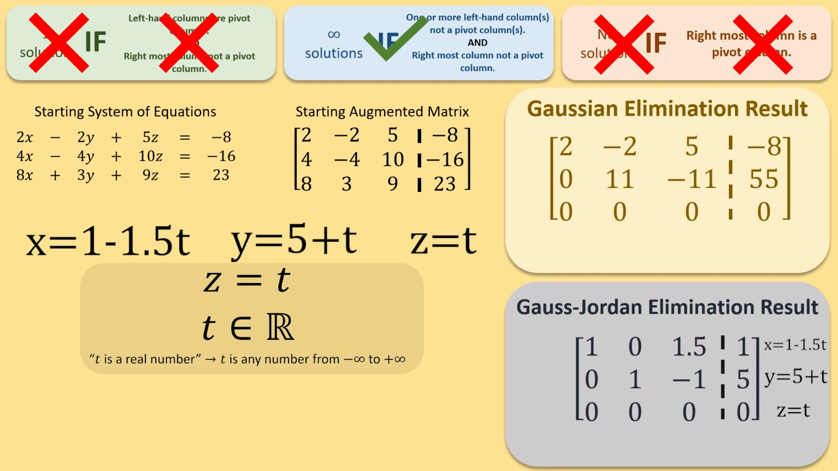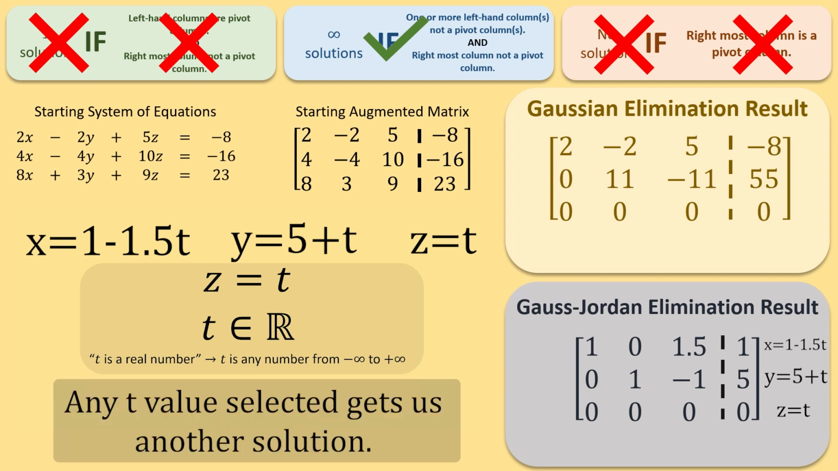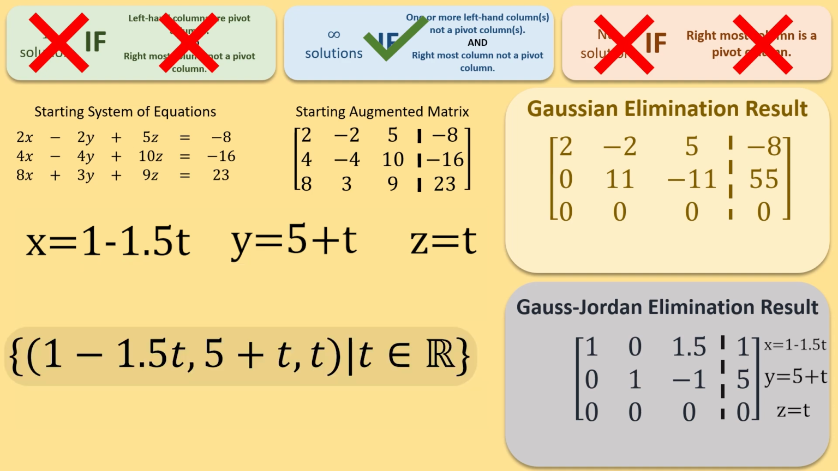Each time we select a value for a free variable, it is connected to a valid solution to the original system of equations. We can represent the set of solutions here with this notation, where on the left, each position is associated with a variable from our system of equations, and on the right we have the values that our free variables can take on. Let's look at one final example.